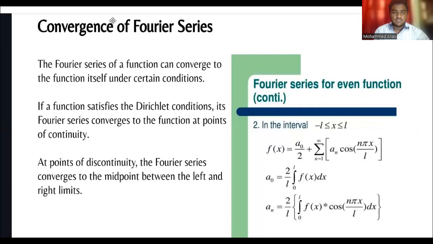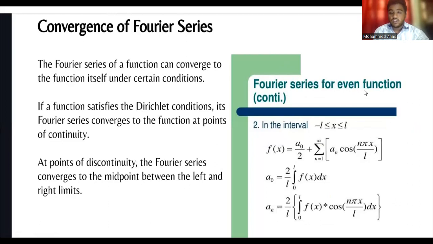The convergence of Fourier series. The Fourier series of a function can converge to the function itself under certain conditions. If a function satisfies the Dirichlet conditions, its Fourier series converges to the function at a point of continuity. At a point of discontinuity, the Fourier series converges to the midpoint between the left and the right limit.